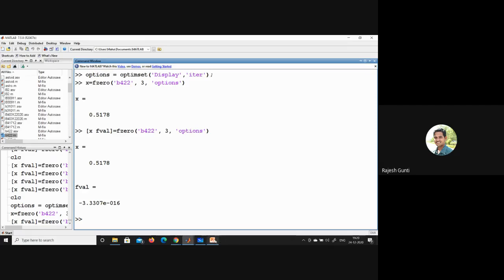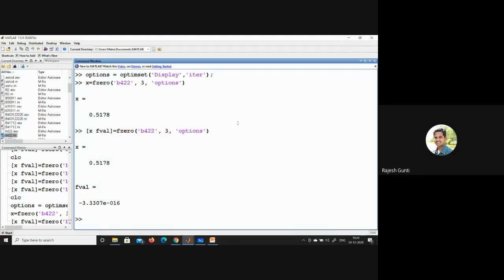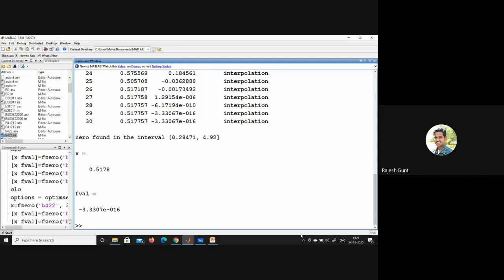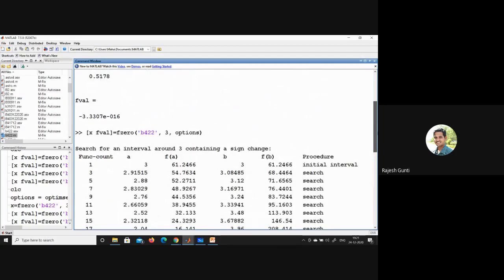What happened to this one? Sir, options is not under single quotation. Oh, quotes. Display iteration in quotes. That is the thing.